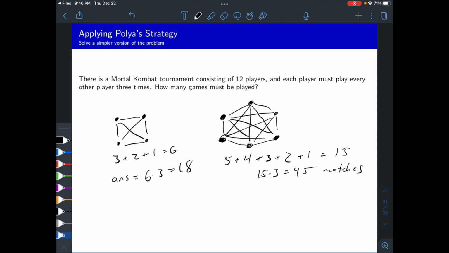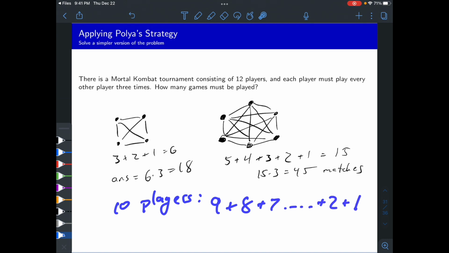So if there are 4 players, then we have 3 plus 2 plus 1. If there are 6 players, then we would have 5 plus 4 plus 3 plus 2 plus 1. If we were to have 10 players, then how many matches would we have? Well, it would be 9 plus 8 plus 7 plus etc. all the way down to plus 2 plus 1, right? I don't want to write all that out.